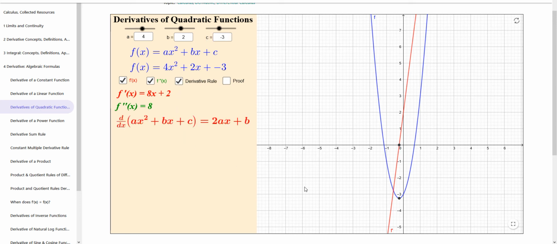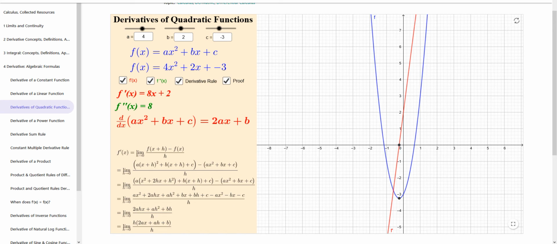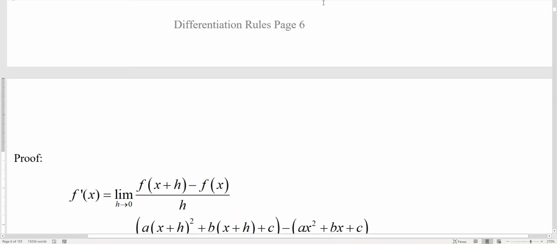Well, the derivative of ax squared plus bx plus c is 2ax plus b. We're going to generalize this for other polynomials and power functions a little bit later, but right now let's look at it for here. If we click on this, we can see the formal proof of that. Let me look at this just a little bit in a bigger view, and let's go through the proof.